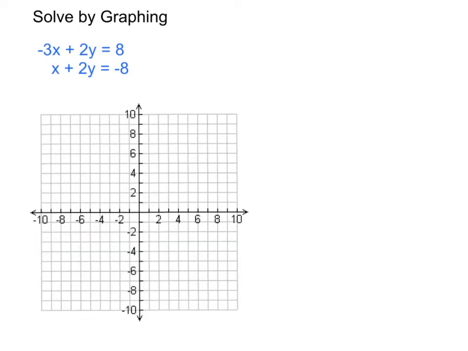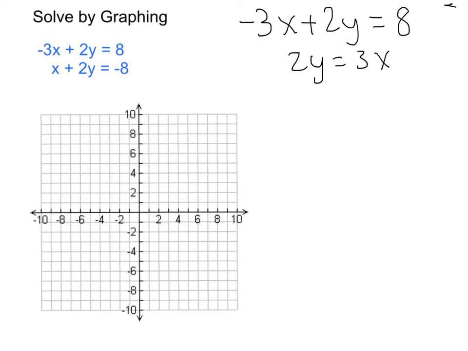There are three different ways to solve a system of equations. The first way to solve a system of equations is by graphing the two lines. In order to solve this system, the first thing we need to do is get our lines into slope-intercept form so we can graph them. In order to get them into slope-intercept form, you have to solve for y, for both lines.